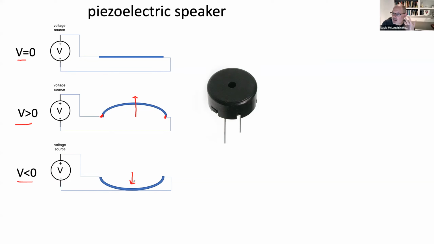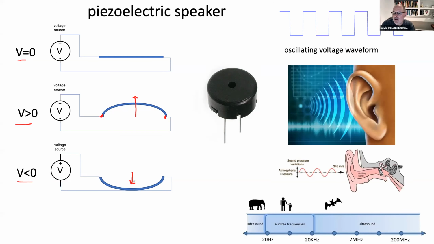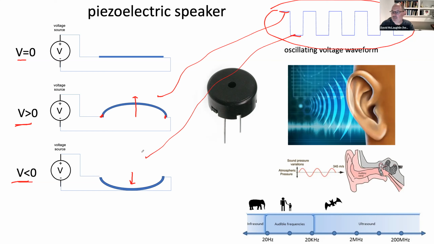Okay, how do we use that to make sound? Well, what we're going to do is, instead of just having a voltage that's positive and a voltage that's negative, we're going to create a square wave like we've been talking about. Every time that square wave is positive, it's going to be bulging out, and every time that square wave is negative, it's going to be going in that direction. So we're going to be causing this crystal to bow out and then in, out and in, out and in.